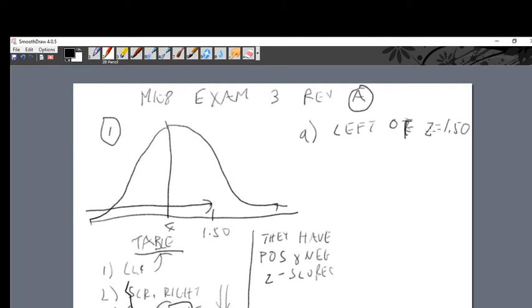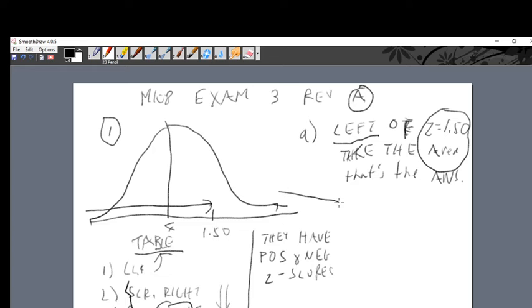So the left of 1.50, that's pretty easy. Just look it up on the table, take the area, and that's your answer. Take the area for z 1.50, because we're talking about left. So take the area, and that's the answer to this question. Finished.